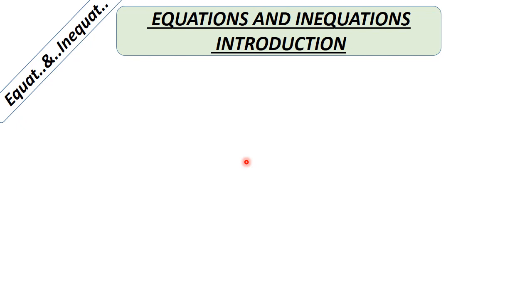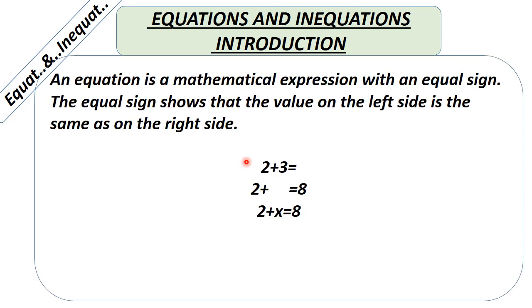So we're going to start with an introduction to equations. So what is an equation? An equation is a mathematical expression with an equal sign. The equal sign shows that the value on the left side is the same as on the right side. For example, 2 plus 3. This is the simplest example of an equation. 2 plus 3 equals 5.